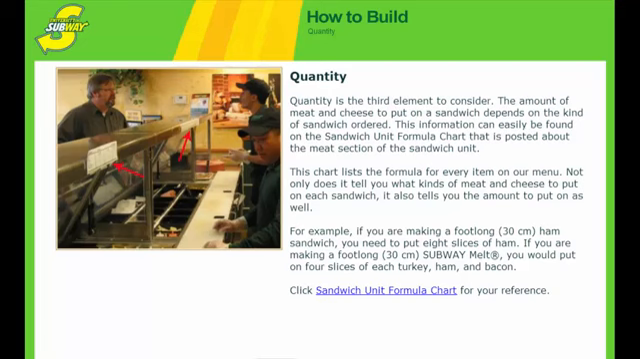For example, if you are making a foot-long ham sandwich, you need to put 8 slices of ham. If you are making a foot-long Subway melt, you would put on 4 slices each of turkey, ham, and bacon. Click Sandwich Unit Formula Chart for your reference.